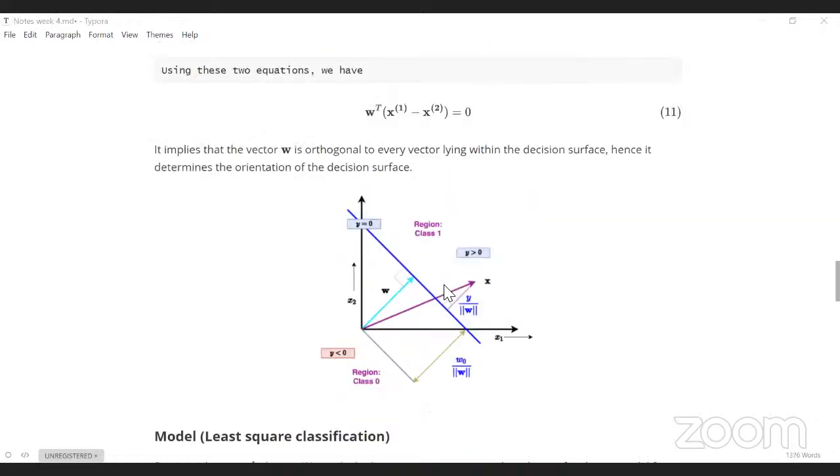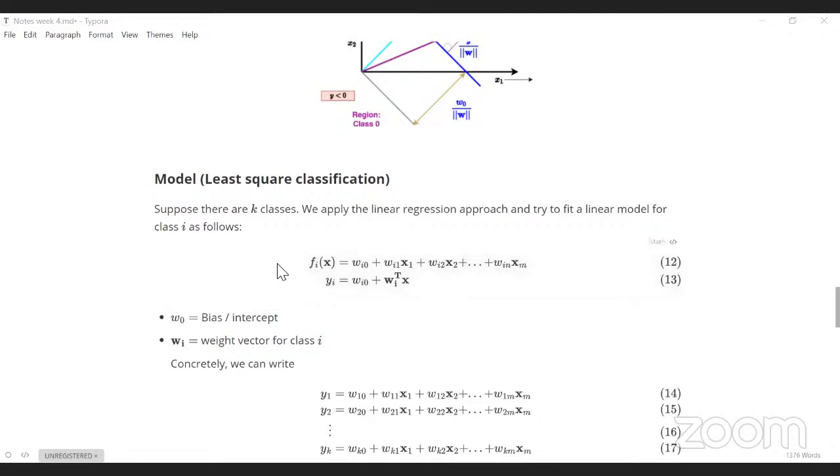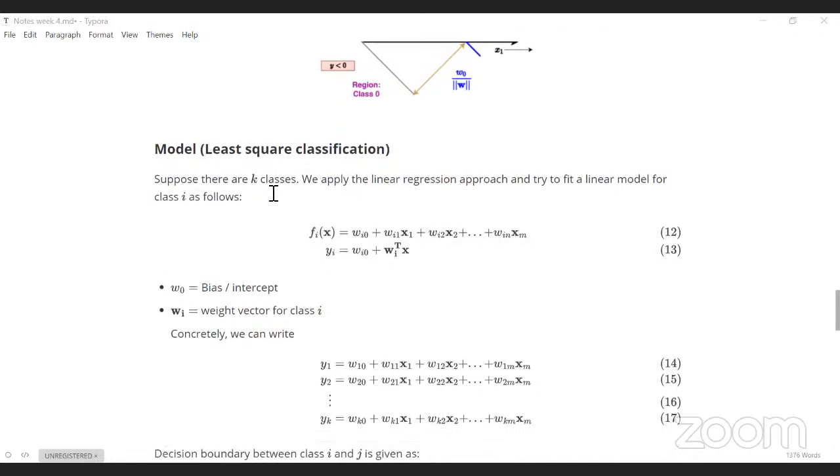Okay, so let's move to the models now. First, we will consider the least square classification model, and next we will consider the perceptron model. Both are linear in nature because the discriminant function is a linear combination of the features. So both of them are linear models. Consider a situation where a K-classes classification problem is given to you. Now apply the linear regression approach to that problem.